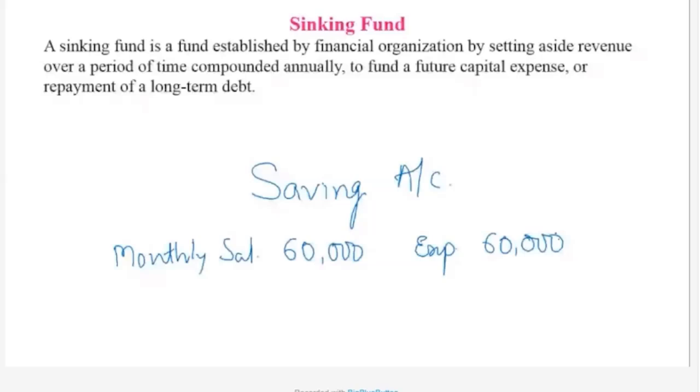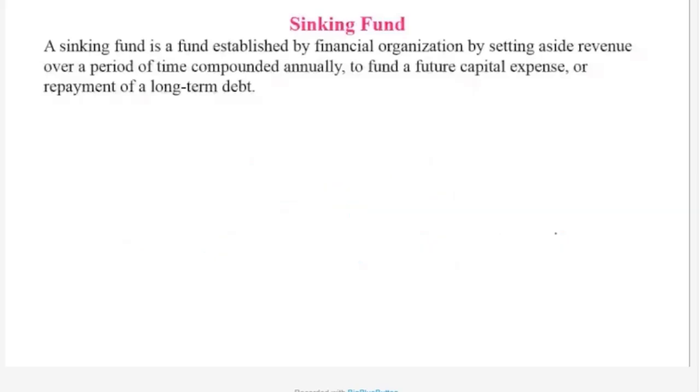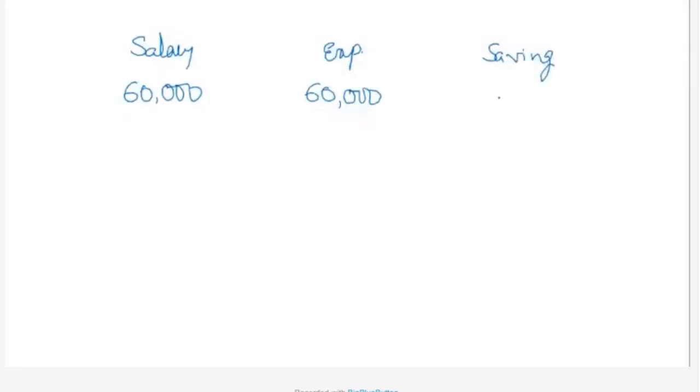How much am I earning? 60,000. How much am I spending? 60,000. Salary 60,000, expenses 60,000. Therefore saving is 0, nil. Whatever I earn, I'm spending. Nil, that is 0.